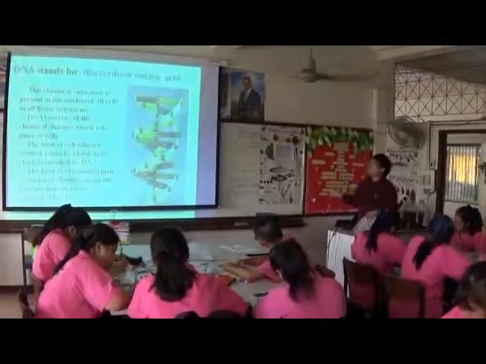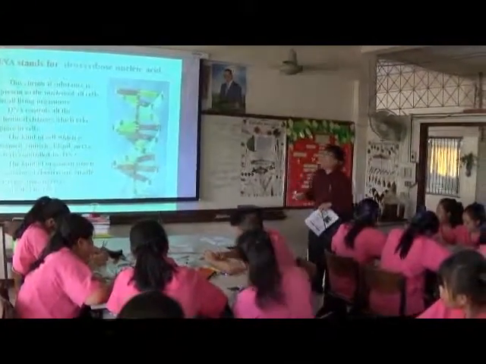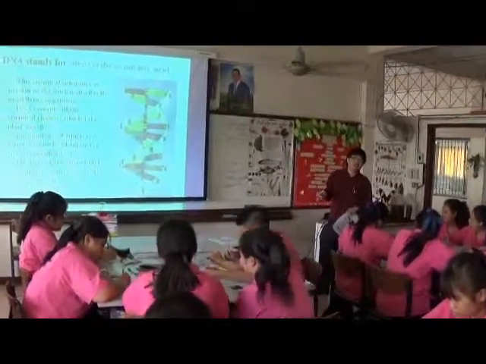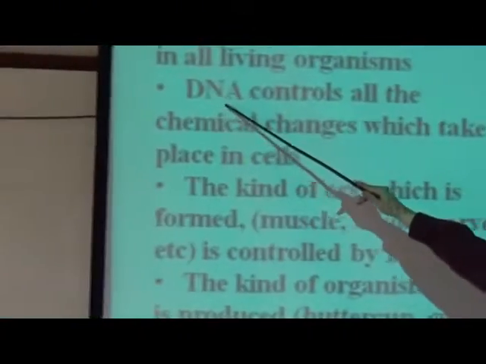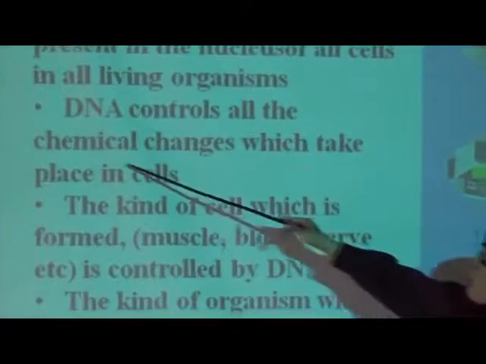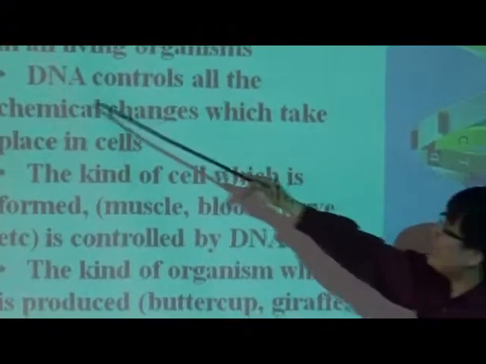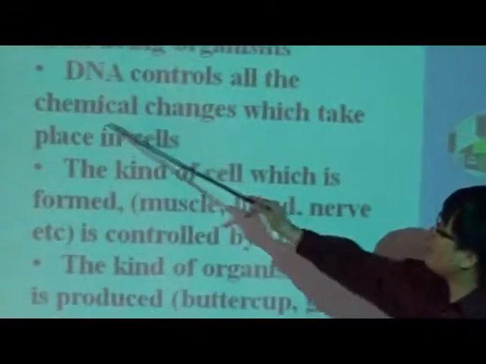In DNA, that's the name of deoxyribose, which has the pentose sugar in this picture. Okay? You understand this? Yes, okay. And DNA, you can highlight this. DNA controls all the chemical chains.